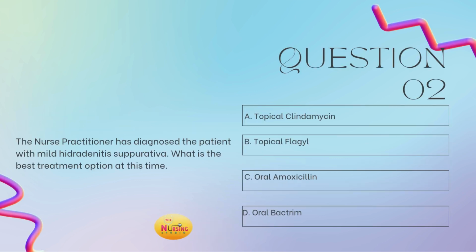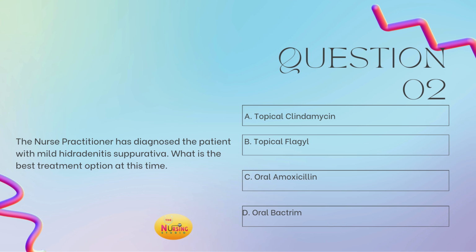All right, question number two. The nurse practitioner has diagnosed the patient with mild hidradenitis suppurativa. What is the best treatment option at this time? Is it A, topical clindamycin, B, topical Flagyl, C, oral amoxicillin, or D, oral Bactrim? Take a moment and tell me what you got, you guys.